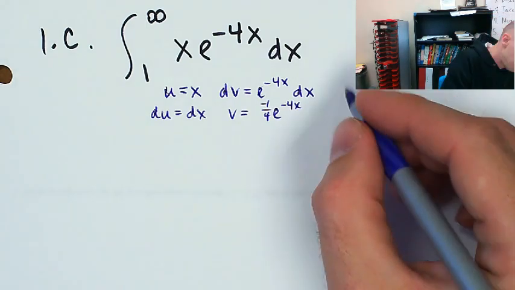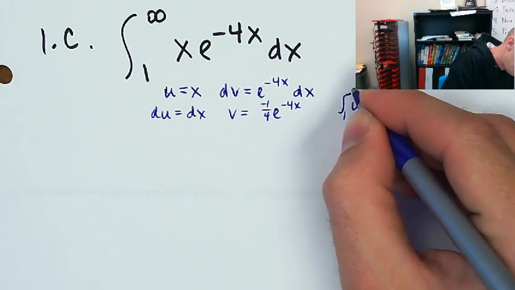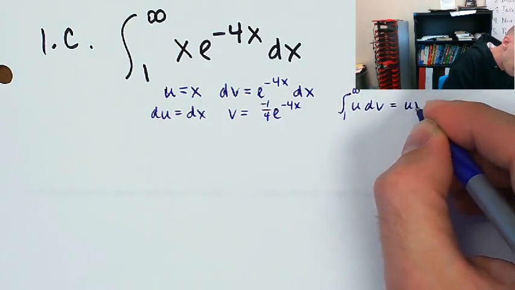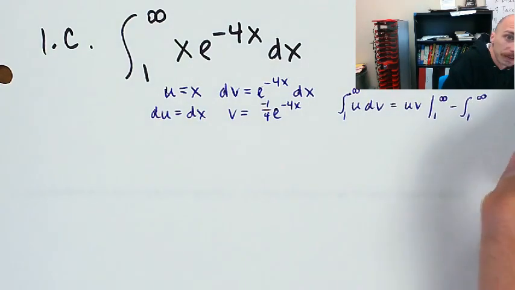And then I need to remind myself that the integral of u dv from 1 to infinity is going to equal u times v from 1 to infinity minus the integral from 1 to infinity of v du.